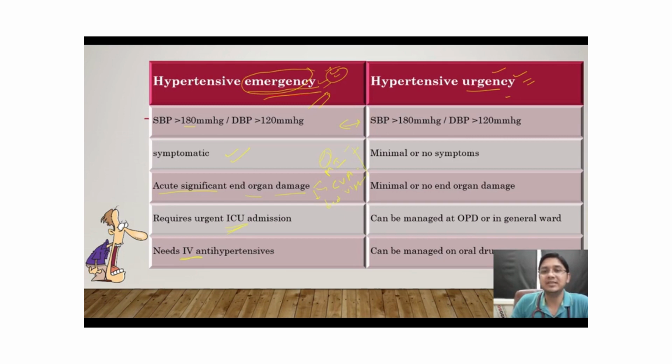In hypertensive urgency, the BP is the same, more than 180 by 120, but there are minimal or no symptoms. There is no symptom at all. The patient might come to you in an OPD with, let's say, a BP of 180 by 120 and he or she may not have any symptoms. So this is hypertensive urgency as there is no end organ damage. So they can be managed at OPD, or if you want, you can ask the patient to be admitted in the general ward for monitoring of the BP, and they can be managed with oral drugs very well. So these are the two differences.